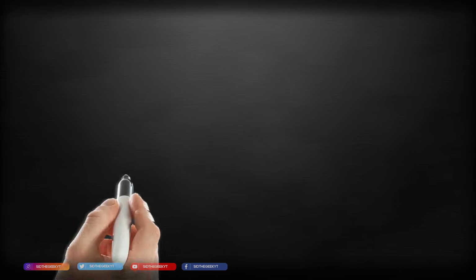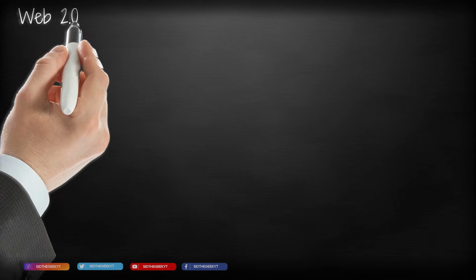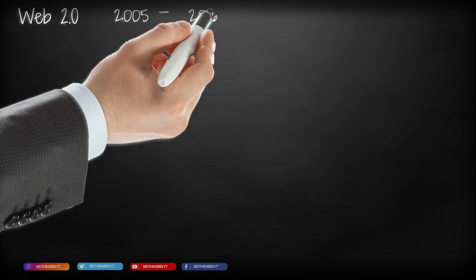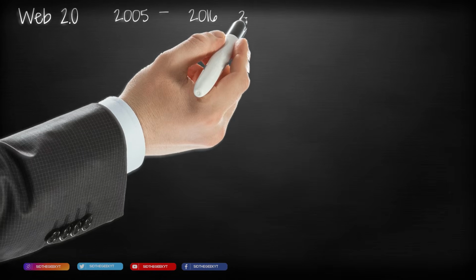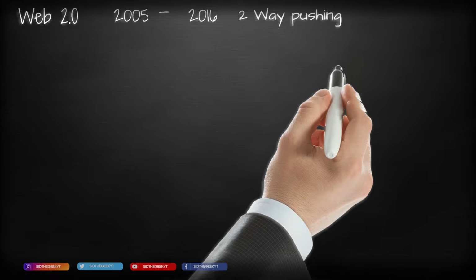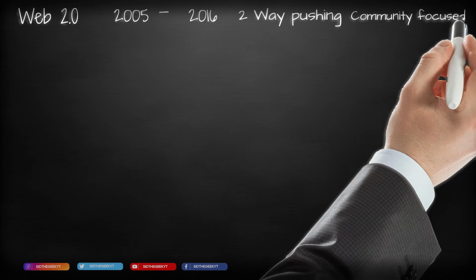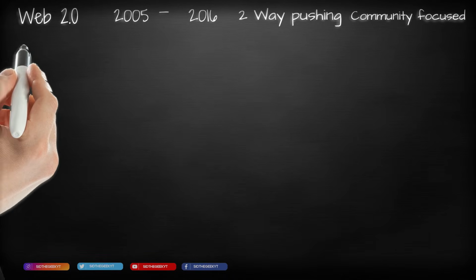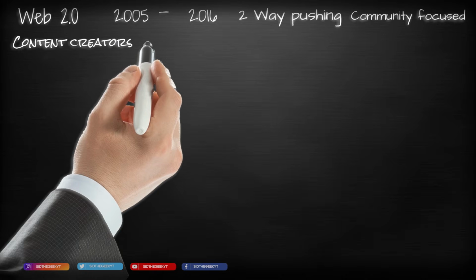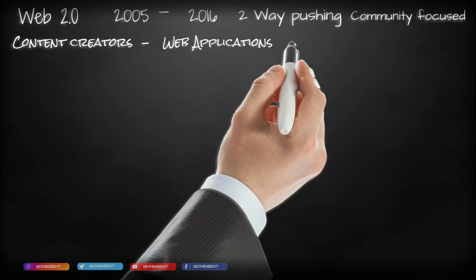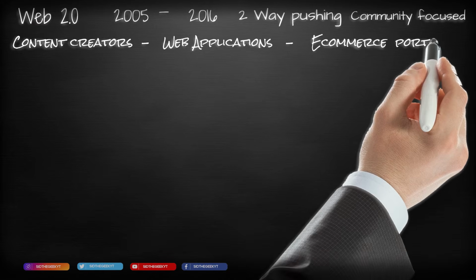Web 2.0 started from 2005 till 2016. It is two-way content pushing, meaning it is community focused. Both user and owner have the ability to read and write. This gave birth to content creators, development of web applications and e-commerce portals.